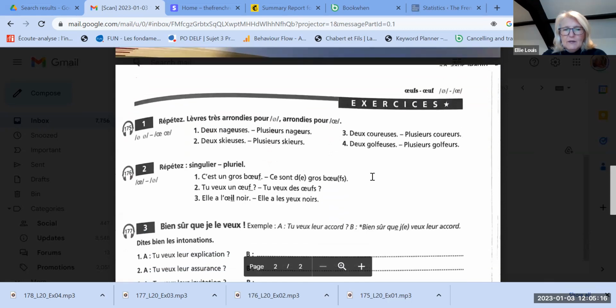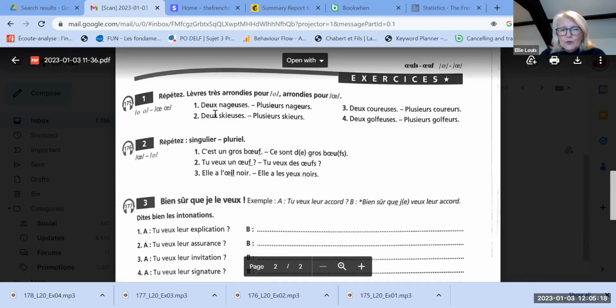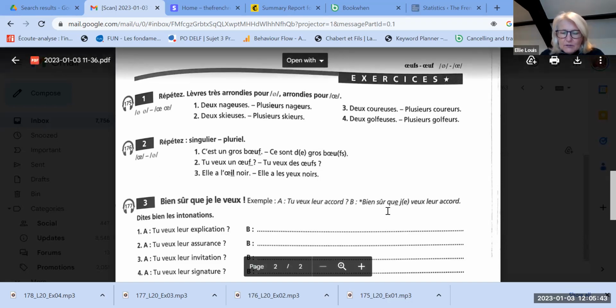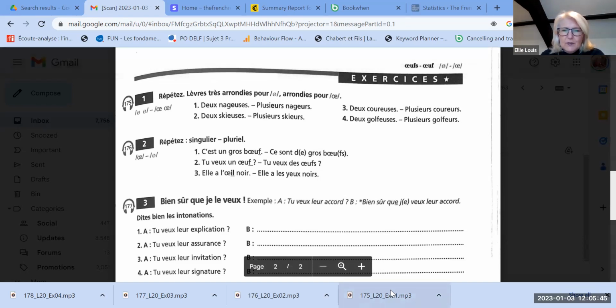So let's have a look. How would you say these? So the bolded is the point where we want to make this sound. Deux nageuses, plusieurs nageurs. Deux skieuses, plusieurs skieurs. Okay, let's have a listen then to those sounds and see. I'll just play them for you and then you can repeat them after.